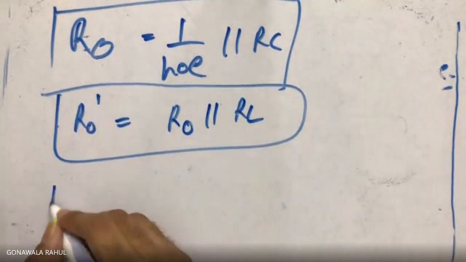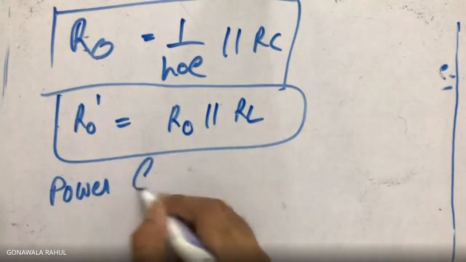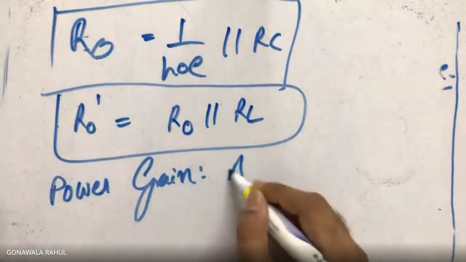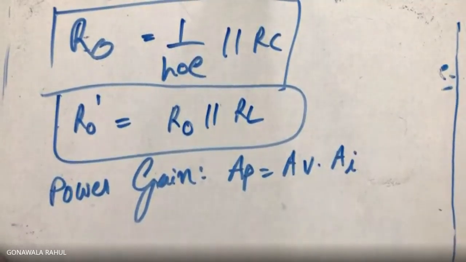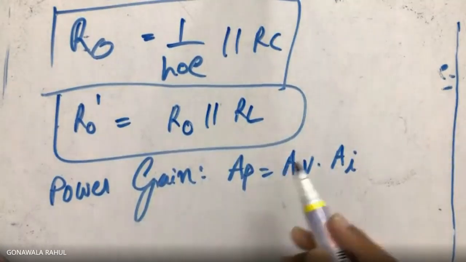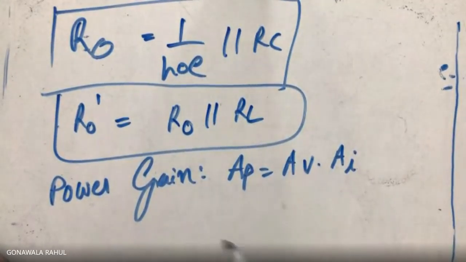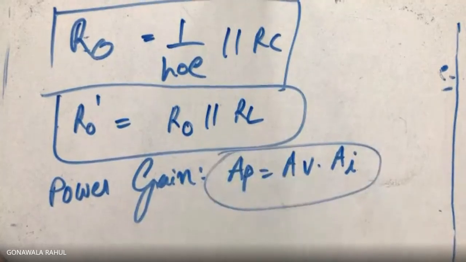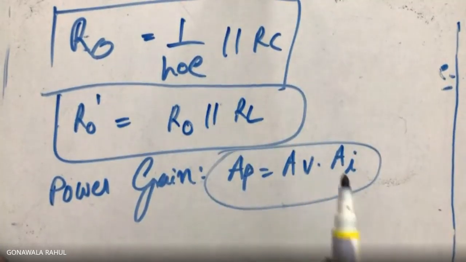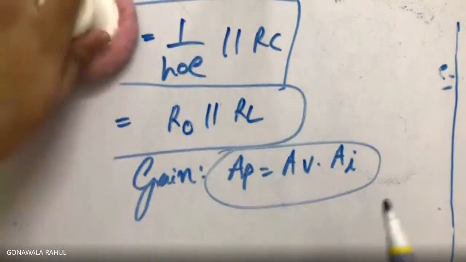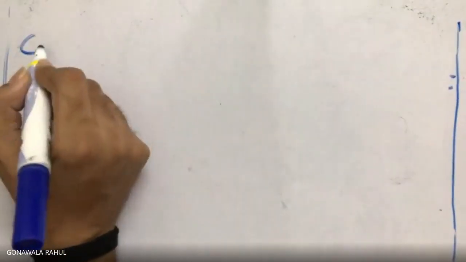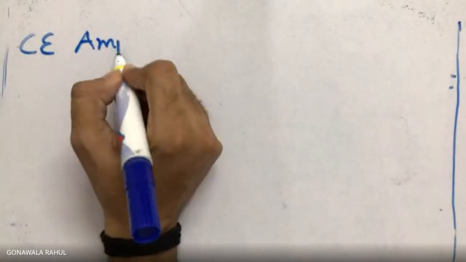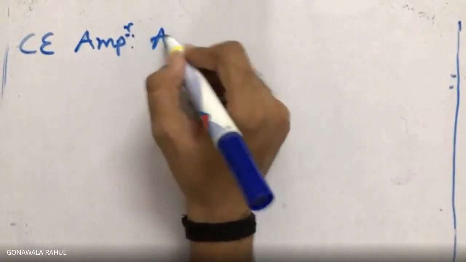And the last parameter is power gain, that is AP, and that is nothing but AV into AI. If we have the values of AV and AI that we have calculated using particular equations, we can get the power gain also. Clear? If you have a doubt, you can ask me. So that is up to the power gain of the common emitter amplifier. We have basically derived the common emitter amplifier analysis.